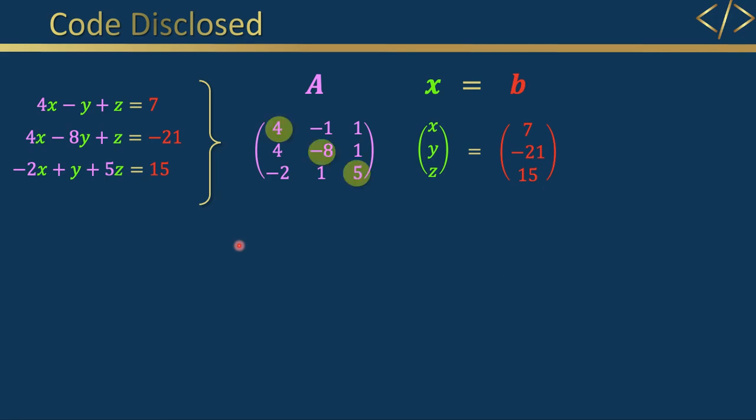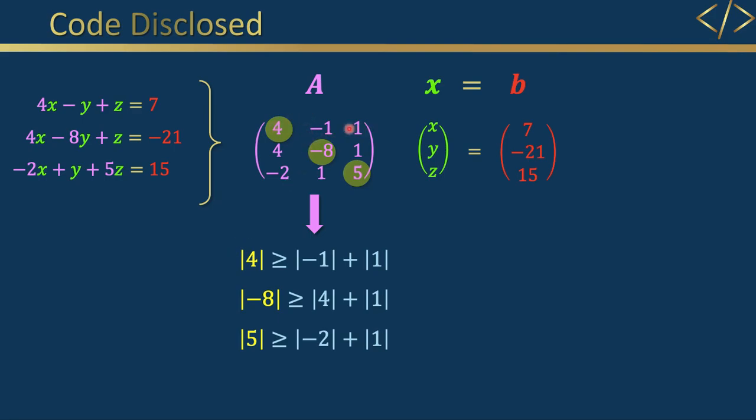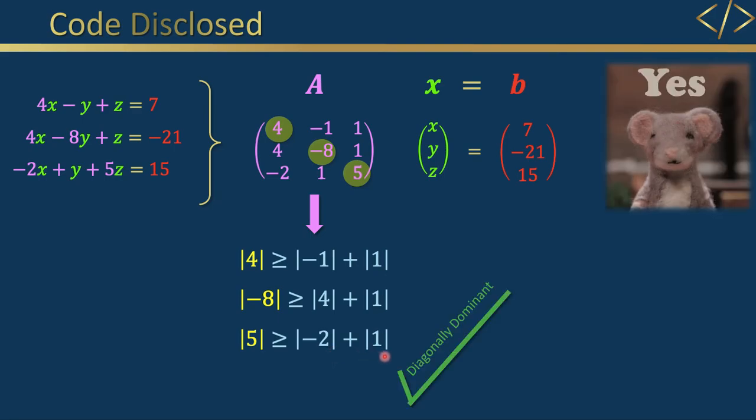All right, let's look at the diagonal entries for A now. For the first row here, is the absolute value of 4 larger than or equal to the absolute values of the rest of the entries of that row? Well, yes, that's satisfied. For the second row, the absolute value of 8 is larger than the sum of 4 and 1. And the absolute value of 5 is larger than the absolute value of 2 plus 1. So this is satisfied, and we can say that this matrix is diagonally dominant.